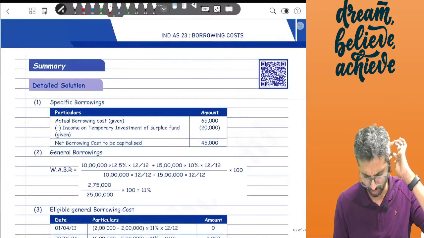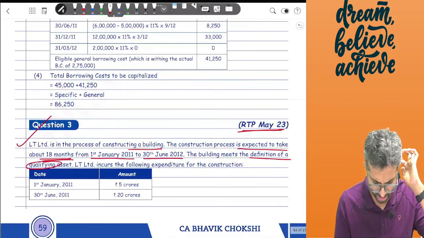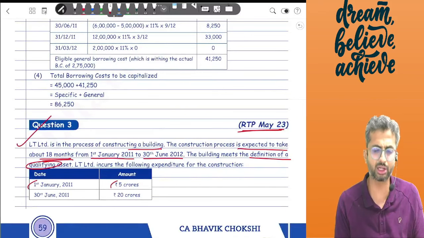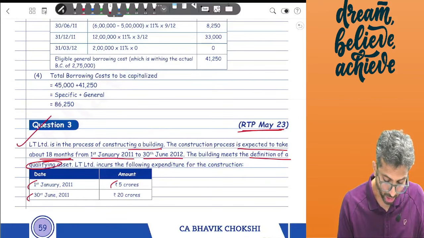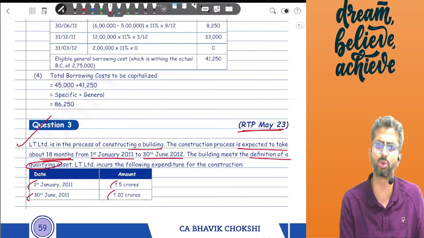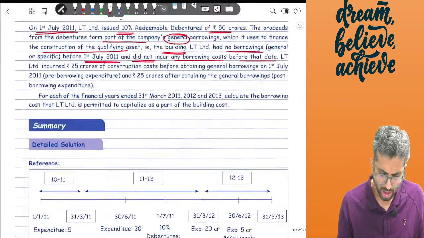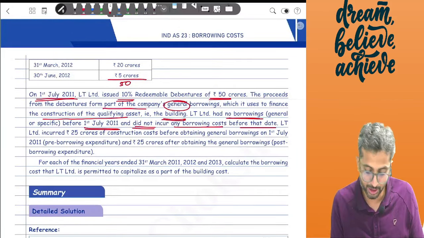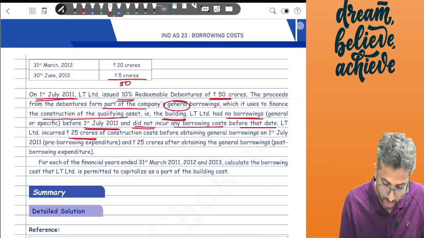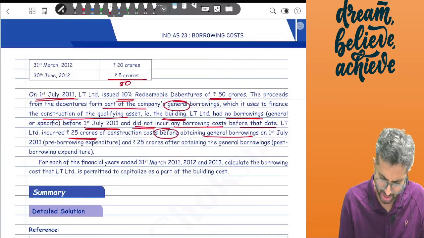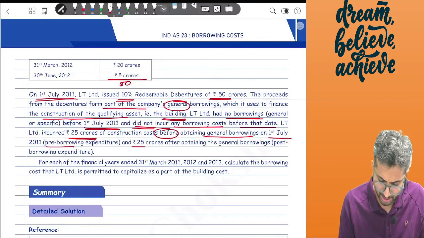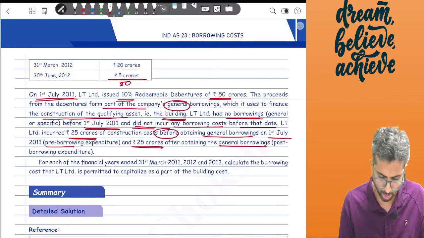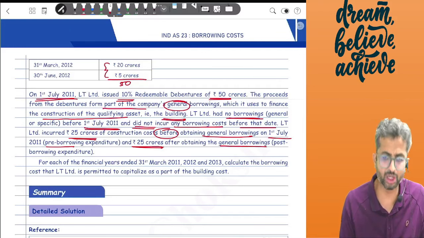Okay, but was it incurring certain expenses? Well, yes, on 1st January it incurred certain expenses, that is 5 crores. On another 30th June it incurred further expenses, which is about 20 crores. Okay. But there was no corresponding borrowings. If there is no borrowings, I cannot capitalize a borrowing cost. LT incurred 25 crores of construction costs before obtaining the general borrowing, that is 5 and 20. On 1st July 11, this is pre-borrowing expenditure, and 25 crores of after obtaining the general borrowing, post-borrowing expenditure. This is this 25 crores.